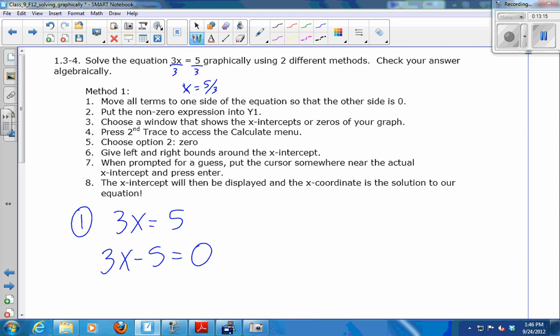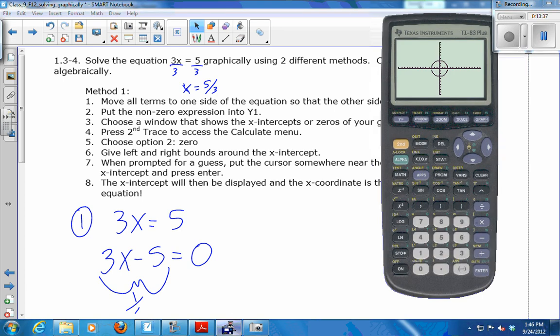Then I'm going to put the non-zero expression in y1. The side of the equation that's not 0 is going to go into y1 in my calculator. Then it says I want to find the x-intercepts. My calculator can find x-intercepts. And the x-intercepts of this graph, 3x minus 5, are going to be the solutions to my equation.